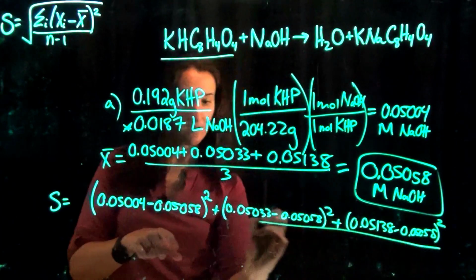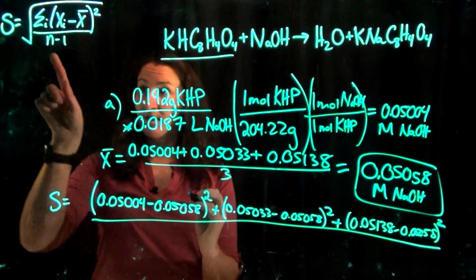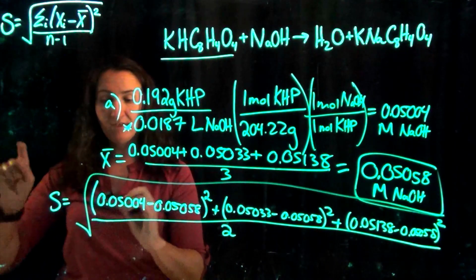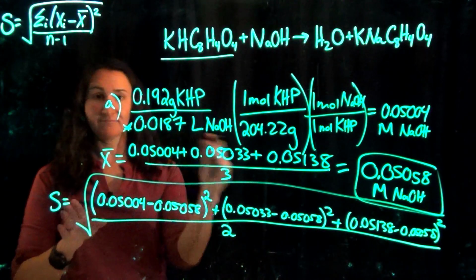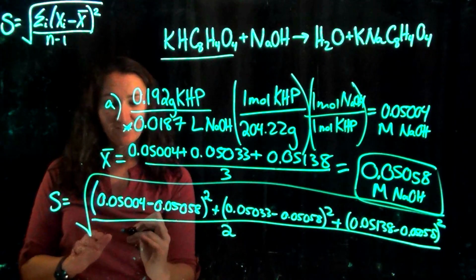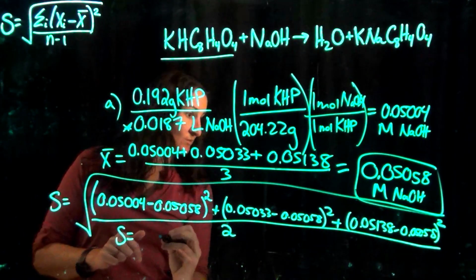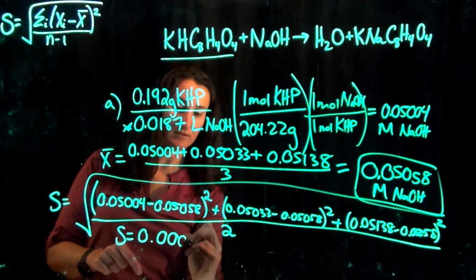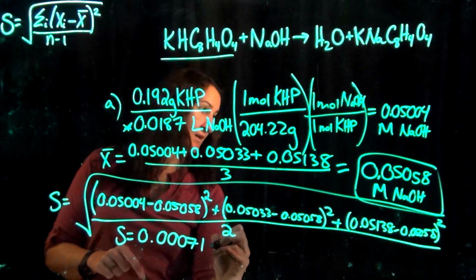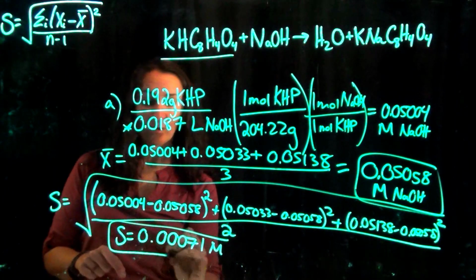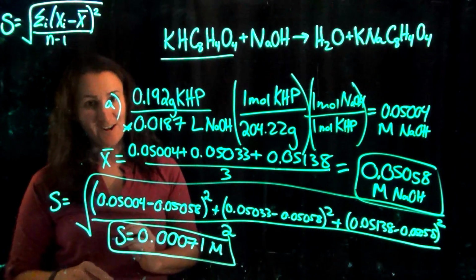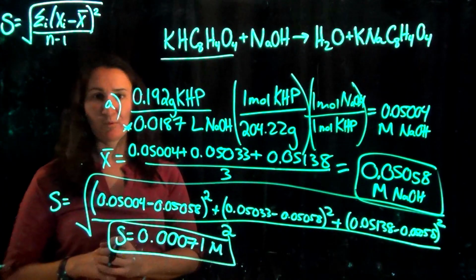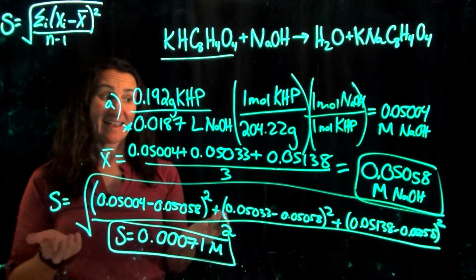squared, all over n minus 1, which is going to be 2, and then we take the square root of all of that, everything underneath that giant square root sign, to give us a final standard deviation equal to 0.00071 molar. And we'll figure out how we're rounding in our next lecture. So don't worry too much about how many decimal points I left there. All right, and that is the end.